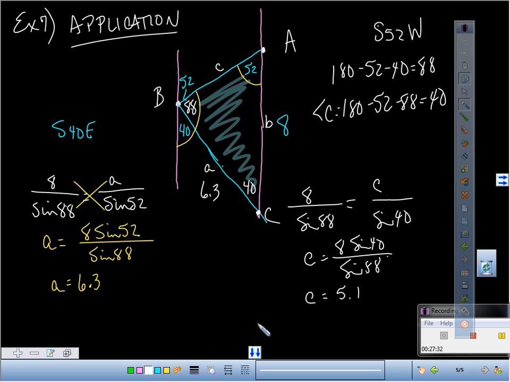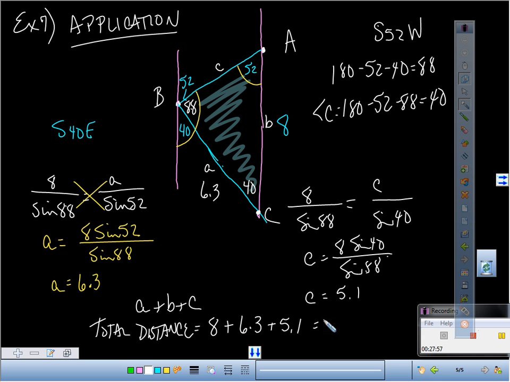Now, how am I going to find the distance of the race? Add them all together. A plus B plus C. Okay? So my total distance is equal to 8 plus 6.3 plus 5.1.